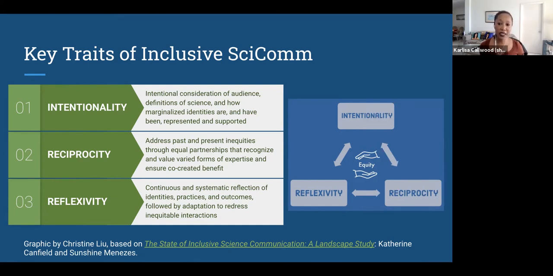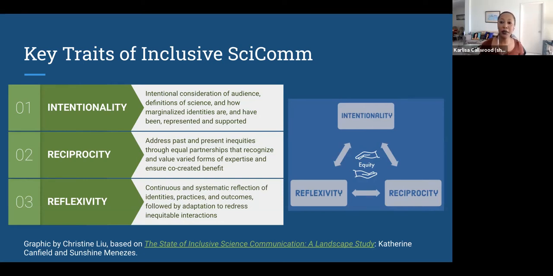Reciprocity, addressing past and present inequities through equal partnerships that prioritize co-creation and varied forms of expertise, and reflexivity, continuous, systematic, and critical reflection on ourselves and our practice, coupled with the necessary adaptations to address what is uncovered.